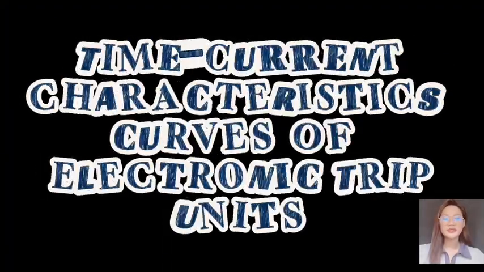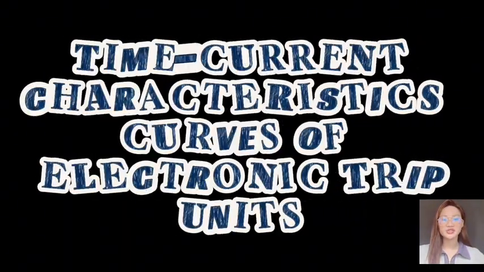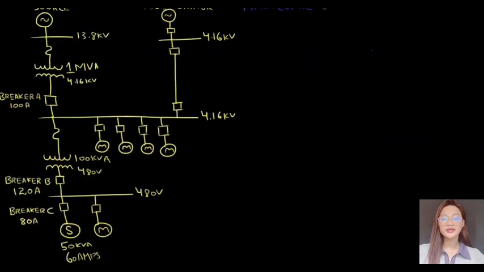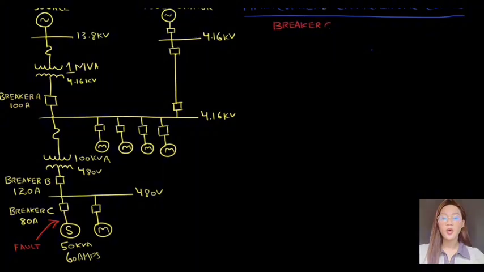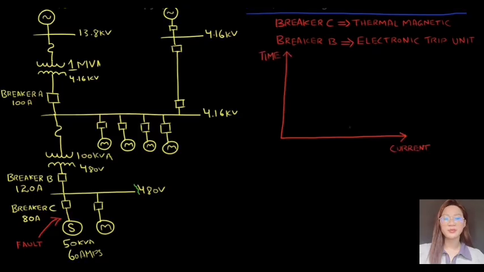And now, we will be discussing the TCC curves of electronic trip units and how they can help us in achieving protective coordination. To demonstrate how TCC curves can be helpful in achieving coordination, let's consider a fault at the load terminals of breaker C. This time, however, we will assume breaker C to be thermal magnetic and breaker B to be a breaker with an electronic trip unit with adjustable settings. We will now plot the curves of breaker B and breaker C on the same axis.